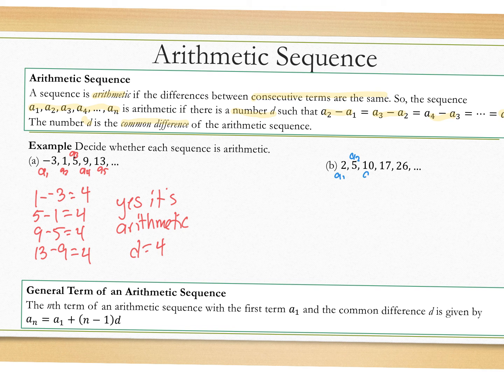If we look at letter B, we're going to set it up very similar. A1, A2, A3 is 10, A4 is 17, A5 is 26. So 5 minus 2 we know is 3. 10 minus 5 is 5. So because those differences are not the same, we cannot say that it is arithmetic. So this one is not.